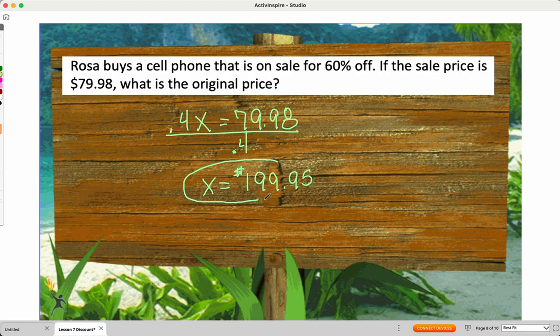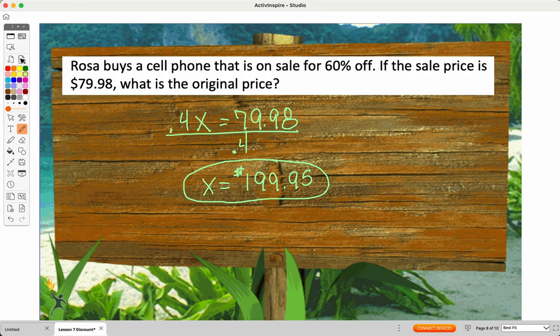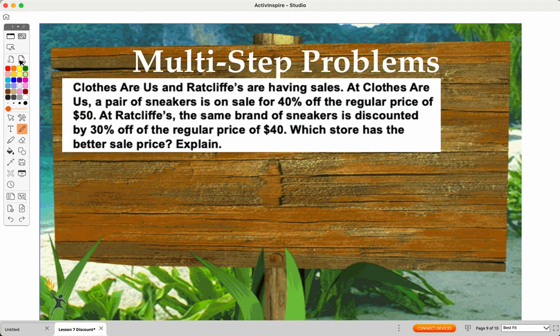She got an amazing deal on that cell phone. Instead of it being a $200 phone, she only paid a little under $80. Now that's a great deal. I need to go shopping with Rosa. All right, so last one, we have multi-step problems.